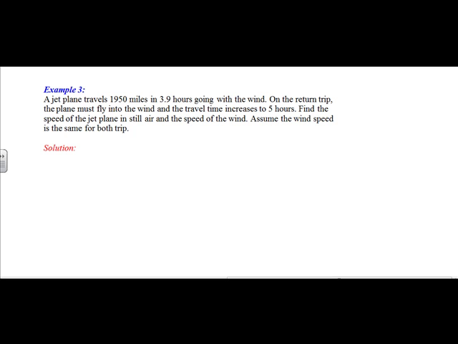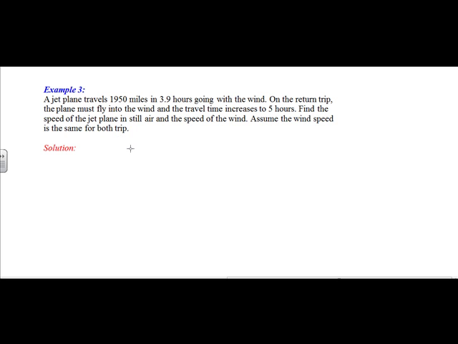Let's look at another example. A jet plane travels 1950 miles in 3.9 hours, going with the wind. On the return trip, the plane must fly into the wind, and the travel time increased to 5 hours. Find the speed of the jet plane in still air and the speed of the wind. Assume the wind speed is the same for both trips.